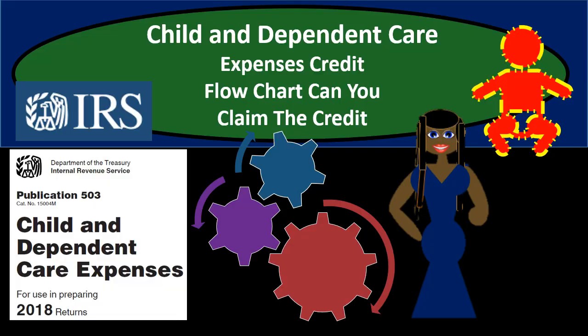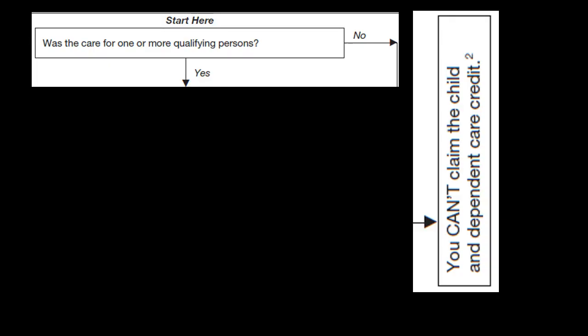In this presentation, we will go through the question of, can you claim the credit for the child and dependent care expenses credit with a flowchart format, which can be found in publication 503. So we're going to start here within the flowchart. We're going to go through the yes/no questions within the flowchart to see if we will qualify for the credit. So this is how we can kind of structure this in our mind. We kind of picture this flowchart with pictures here.